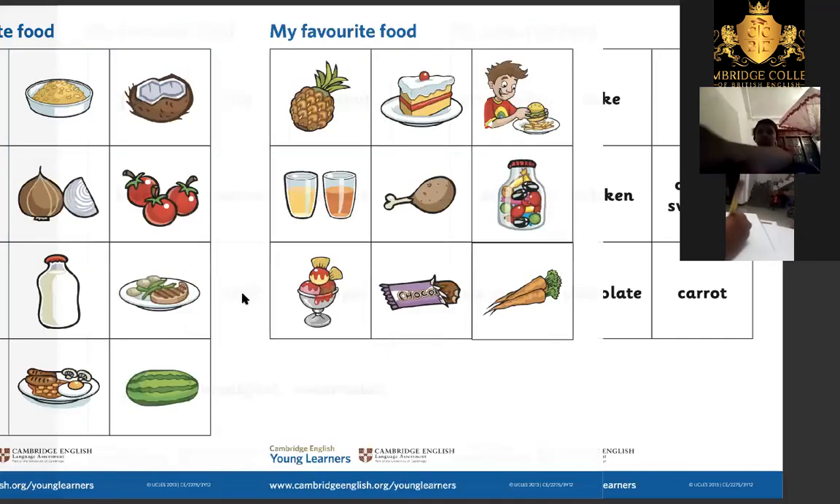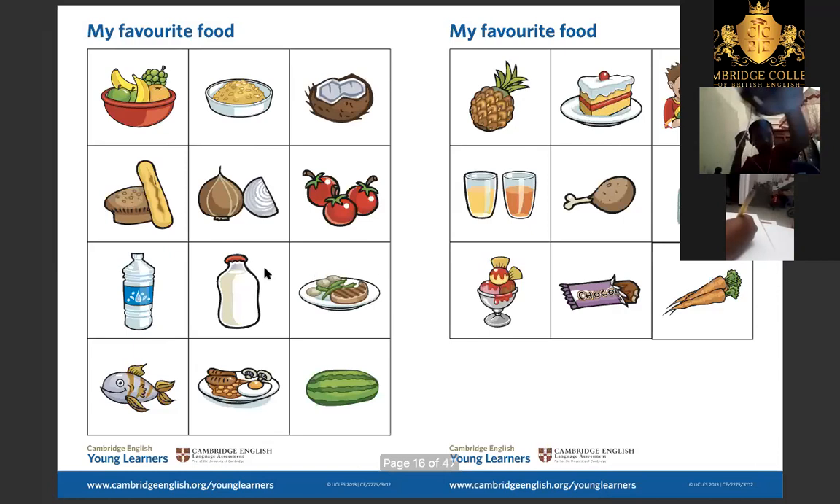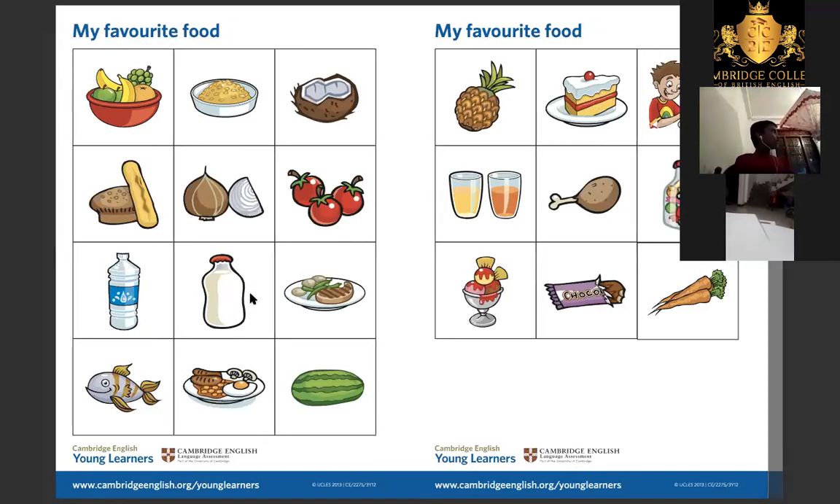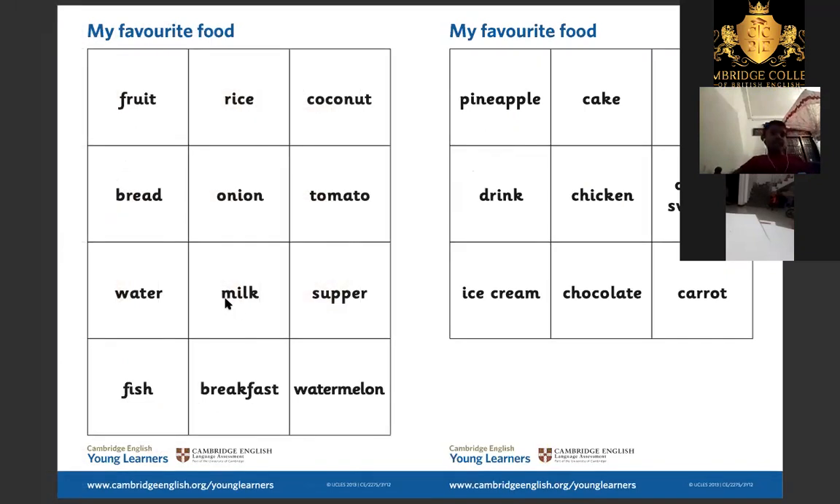Look at the next one. What is this? Milk. Milk means kiri. Right. Now write the word milk. M-I-L-K, milk.